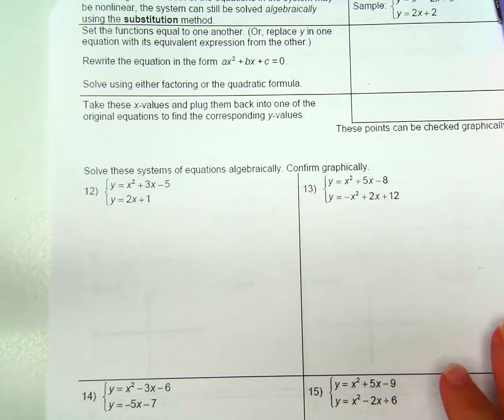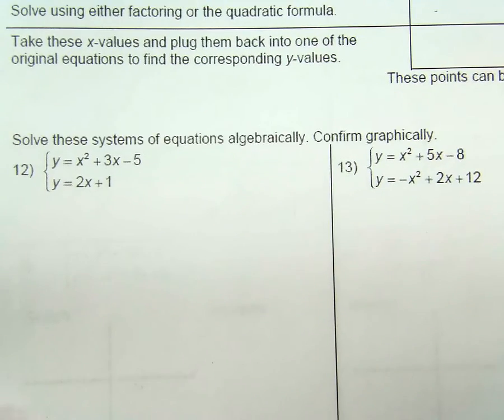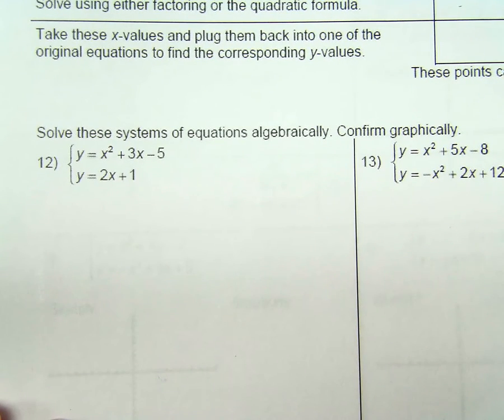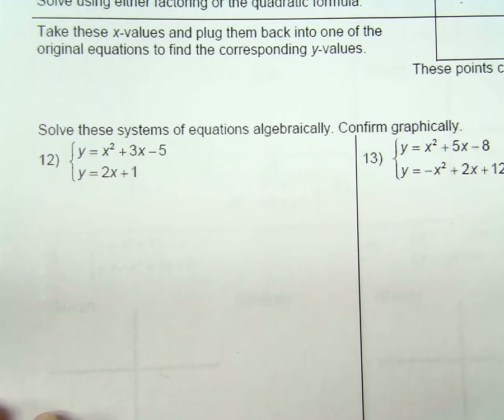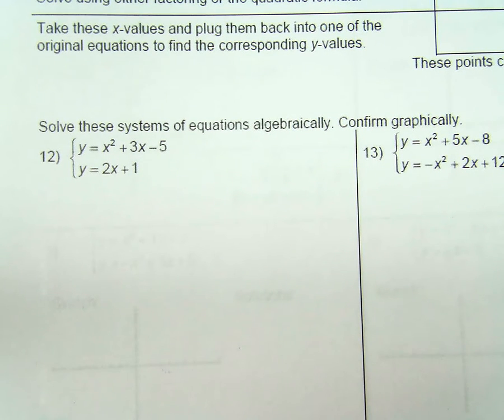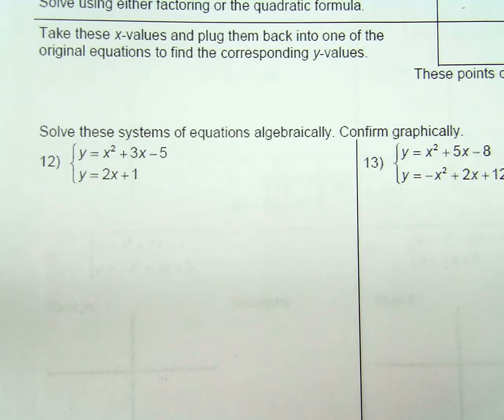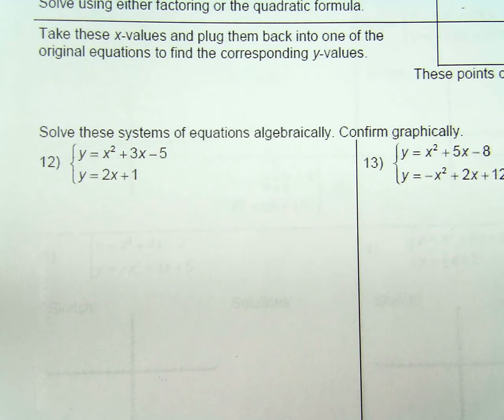Let's look at number 12. I'm going to zoom in a little bit more on number 12. This doesn't say solve graphically. It says confirm graphically, which means you have to solve it a different way. It says solve algebraically. Do you remember how we would solve equations algebraically? Substitution is one way. Elimination is one way. Matrix is another way. Are those the only ways? No, that's just what we talked about in here, right?